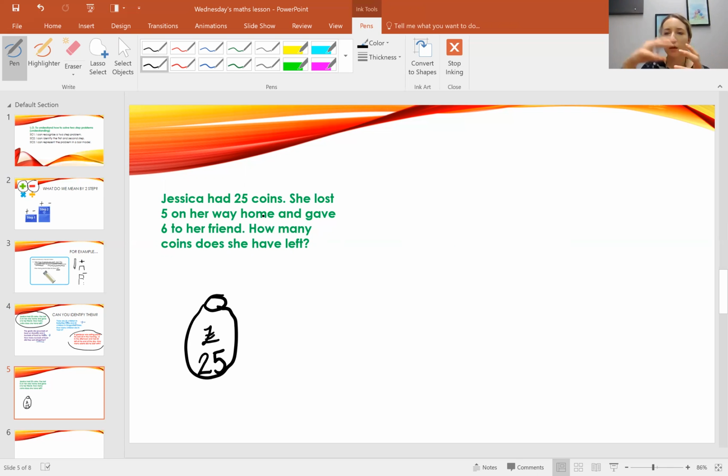So if she's lost 5, are we adding? Is she getting more, or is an amount being taken away? Well done. An amount is being taken away because she's lost it. So I'm going to just draw an arrow because an amount has gone from that. And I'm going to say she's lost, she'd take away 5. 5 have been taken away.